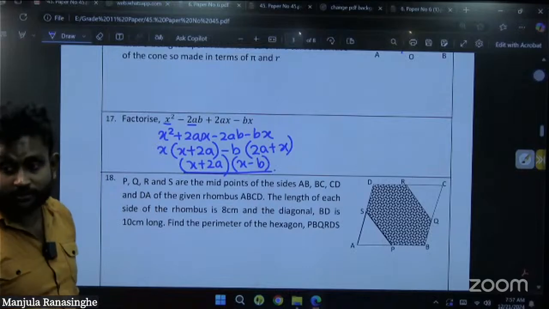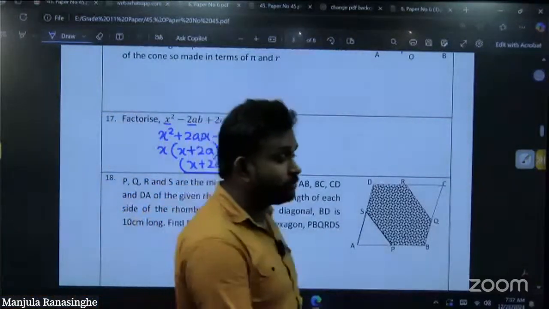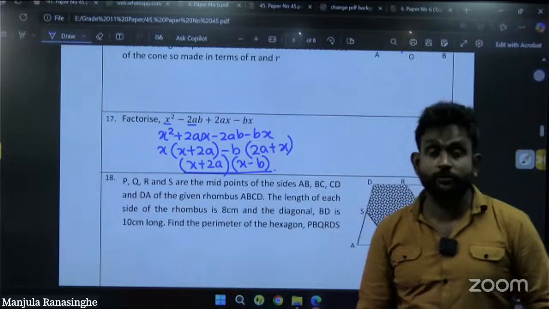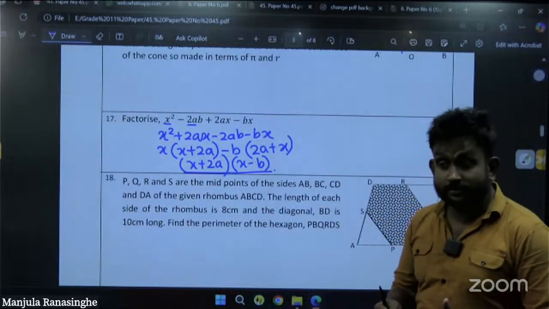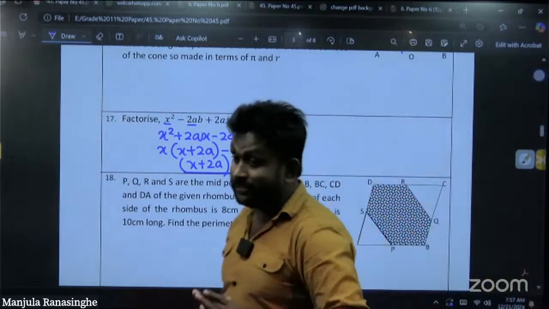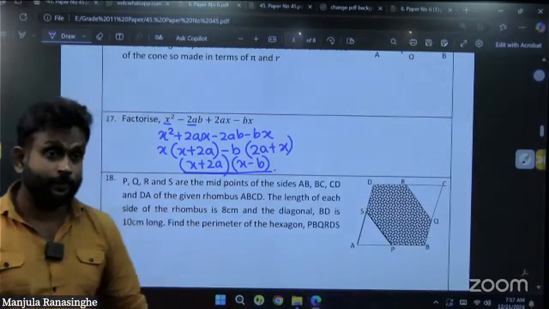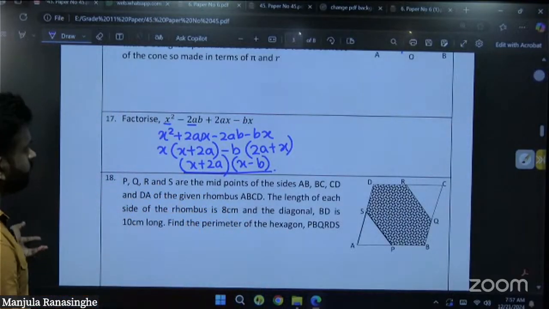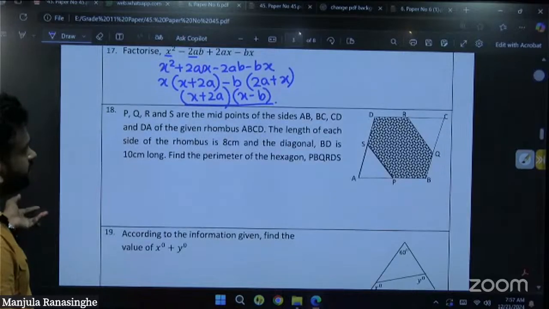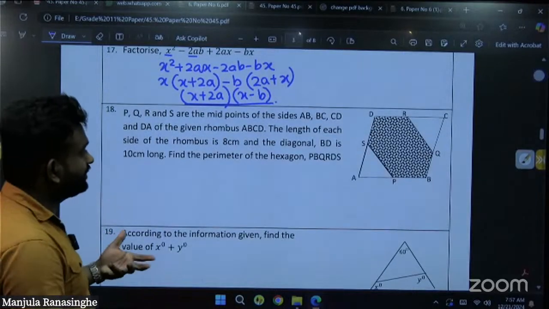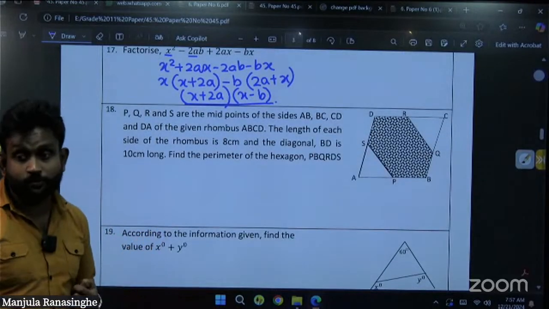Hands up those who got this answer. Well organized question paper, right? Although it's the first paper, you can see a lot of new thinking parts are there. So since we are now at the later part of grade 11, I will apply these kinds of bit harder papers for this month.